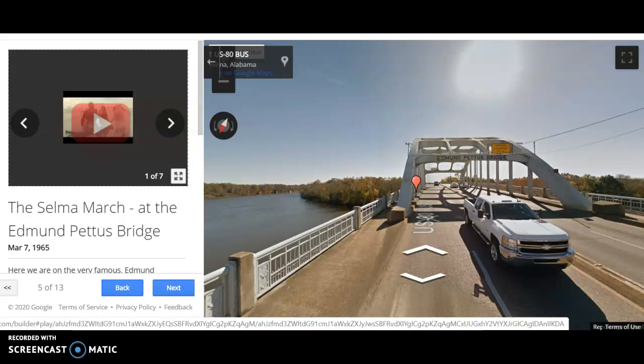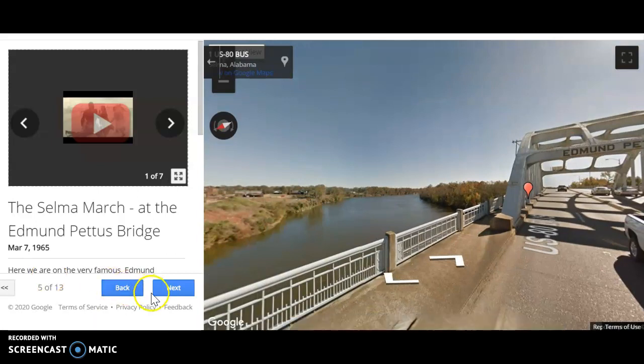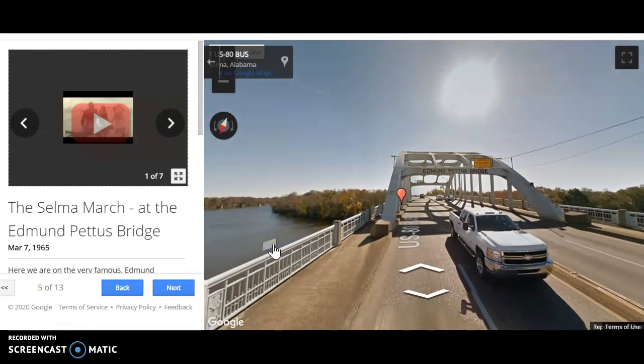They were met across on the other side of this bridge by policemen who attacked them. This was broadcast. There were journalists who caught this, and this really helped show again that this was a huge problem that was not changing. Regardless of laws changing, there were still very many people who were angry about equality for African Americans.